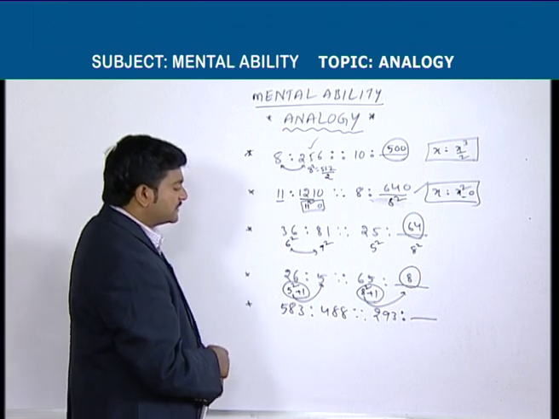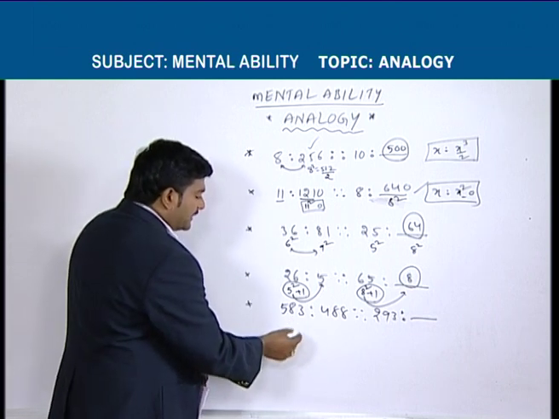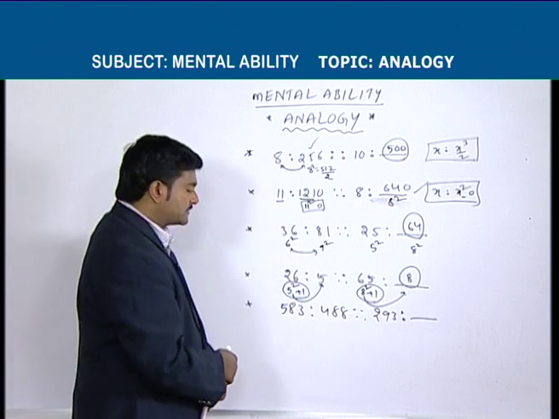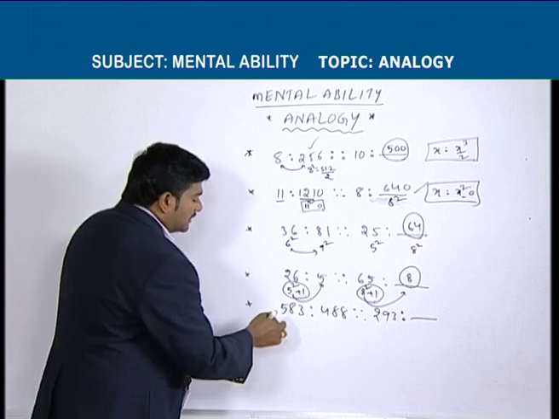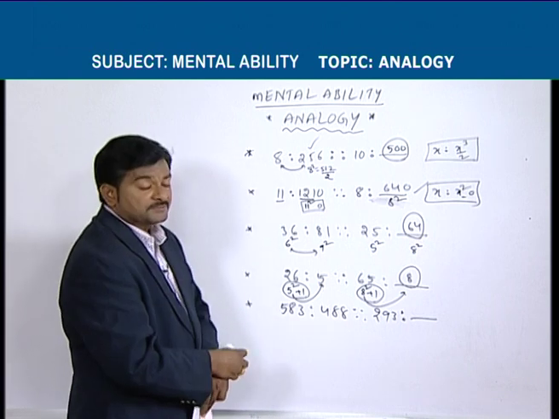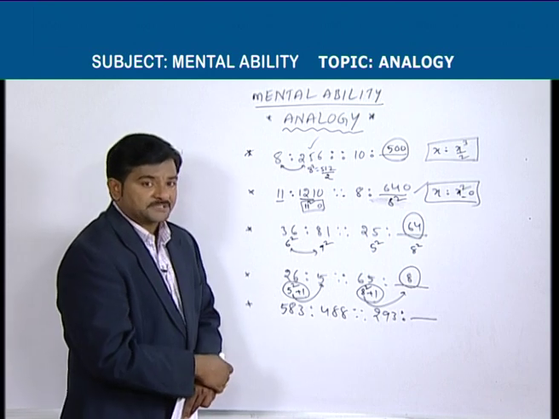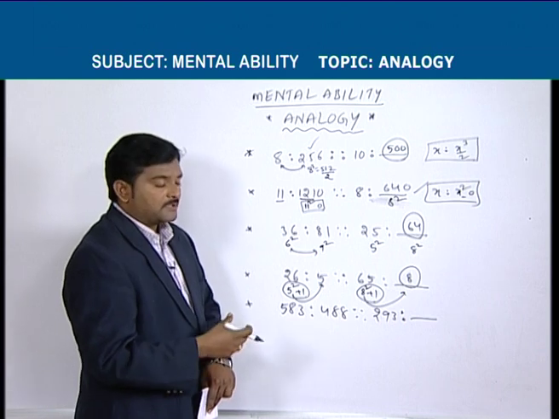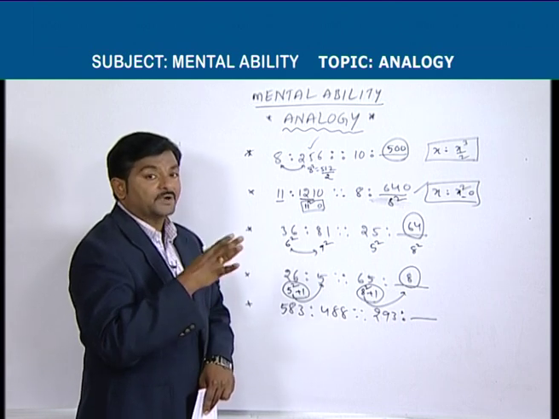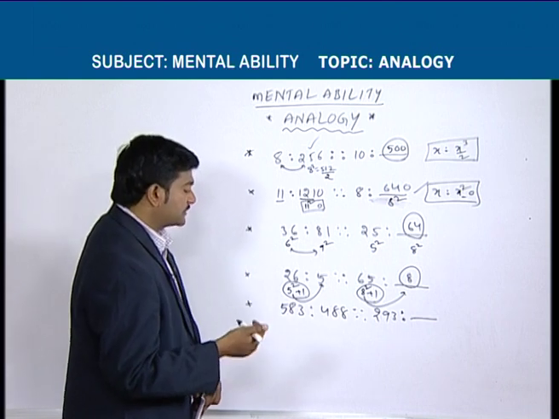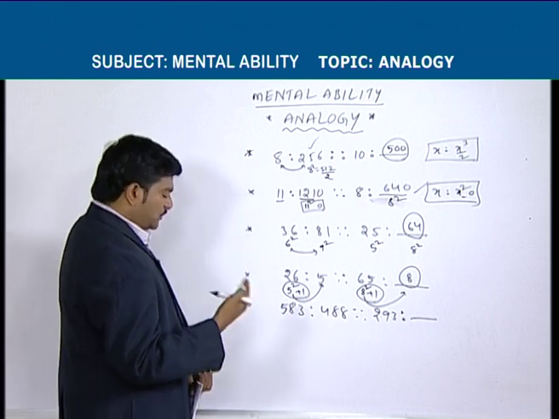See now, observe this one: 583, 488, 293 is to dash. Now we have to find out the relation between these two numbers. If you remember, just now we have seen one example in the previous set. We subtracted 2 from each digit of the given number. That is the concept in the previous question. So if you think in the same way, you may get the answer.